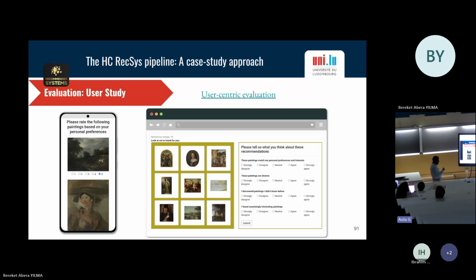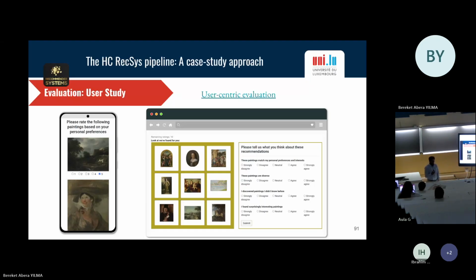But there are also beyond-accuracy measures, for example, diversity. How diverse are the recommendations? And the notion of serendipity, how surprising, the element of surprise. And also, how is the learning? Meaning, I found surprisingly interesting paintings.